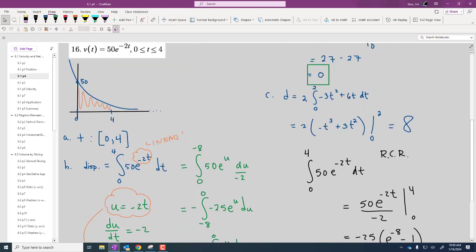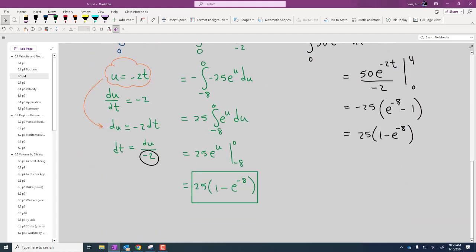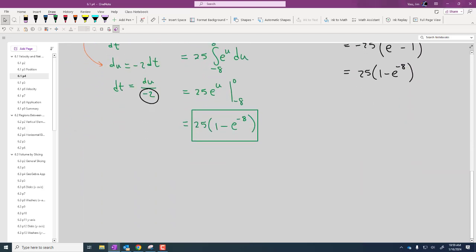Okay, so part C, this was displacement. And then part C, what about distance traveled? Same, different, more or less? Same, right? Because the distance and the displacement have to be the same if the velocity is always positive. So this is going to be exactly the same. So 25 times that.